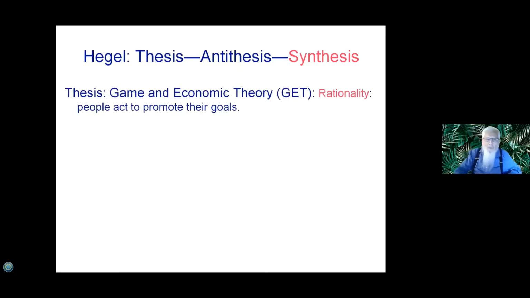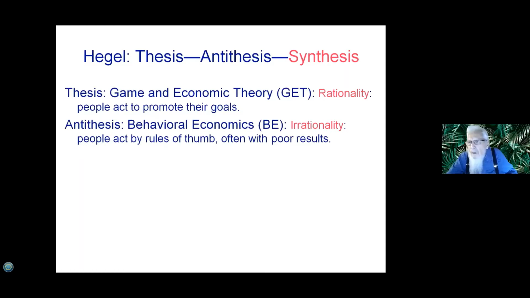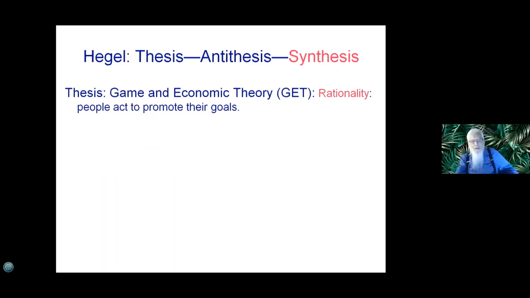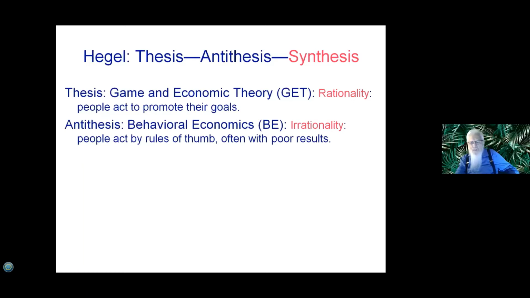The thesis is going to be game and economic theory, which we call GET. Okay, that's the thesis. Rationality, that people act to promote their goals. That's what we do in game and economic theory. We start out with that. And the antithesis is behavioral economics, irrationality. People don't act to promote their goals, okay? They act by rules of thumb, often with poor results.